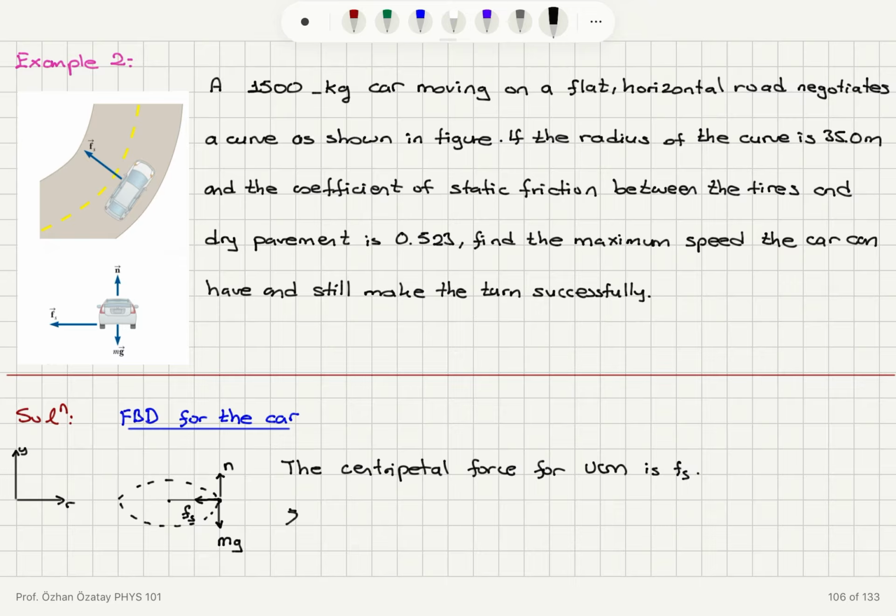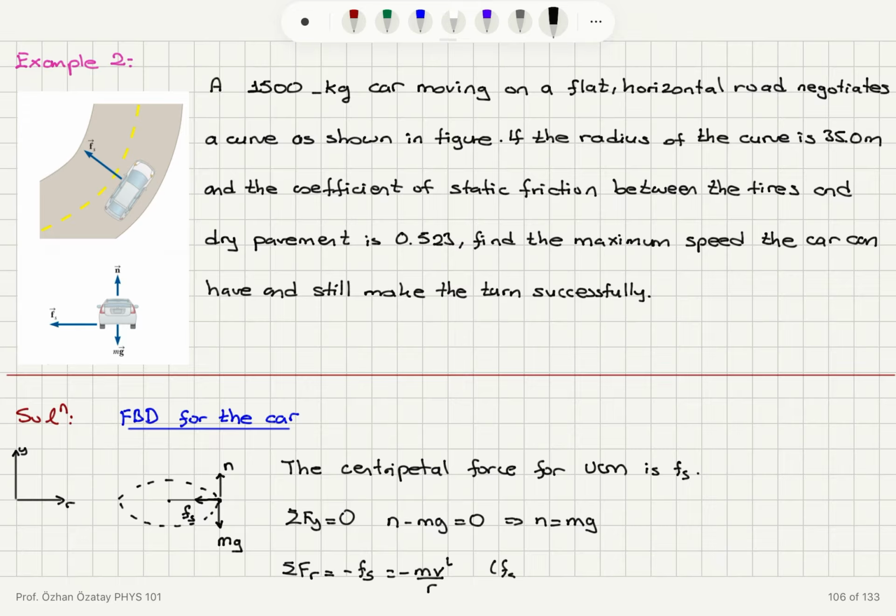The net force on the y-axis must be equal to 0 because it's moving on this horizontal road. It's not flying away. So normal force minus mg is equal to 0. Therefore, the normal force is equal to the weight of the car. The net radial force will be the friction force pointing towards the center, minus Fs r hat direction. This will be equal to minus mv square over r, our centripetal force.